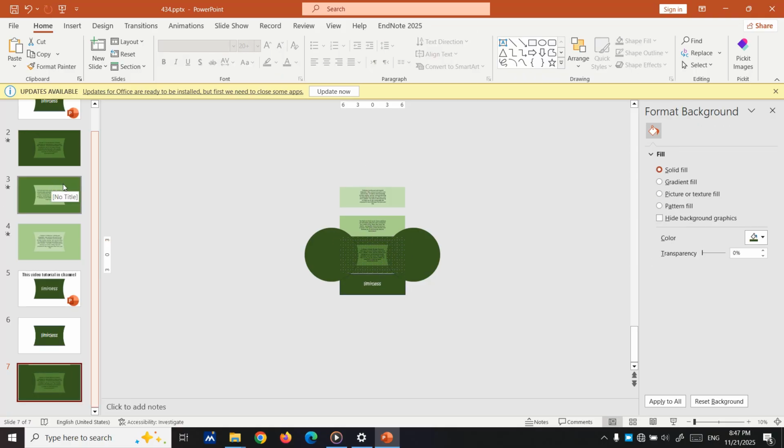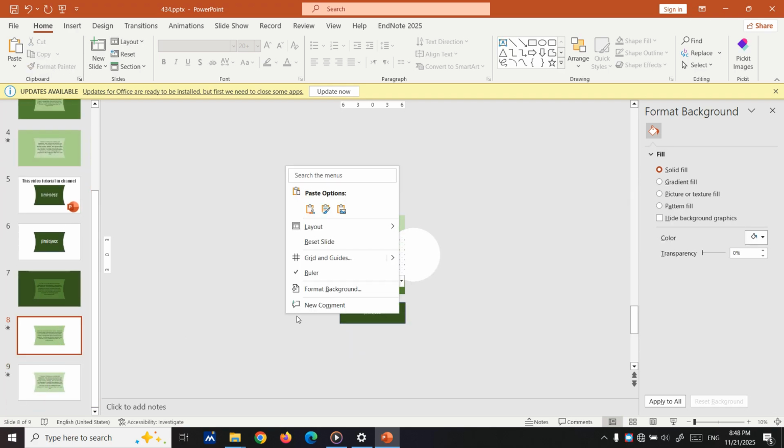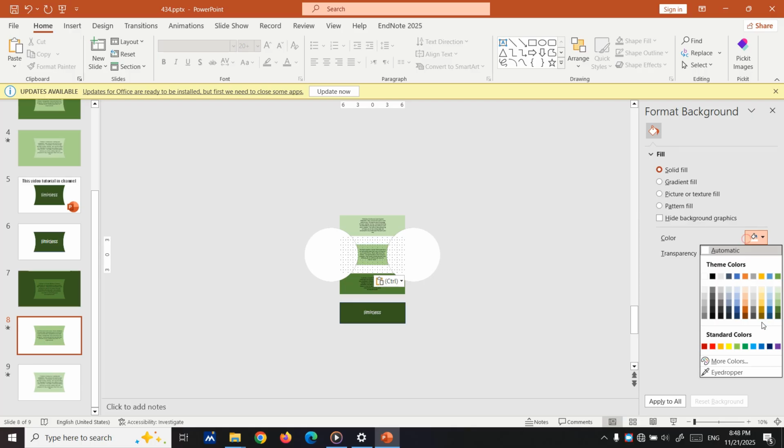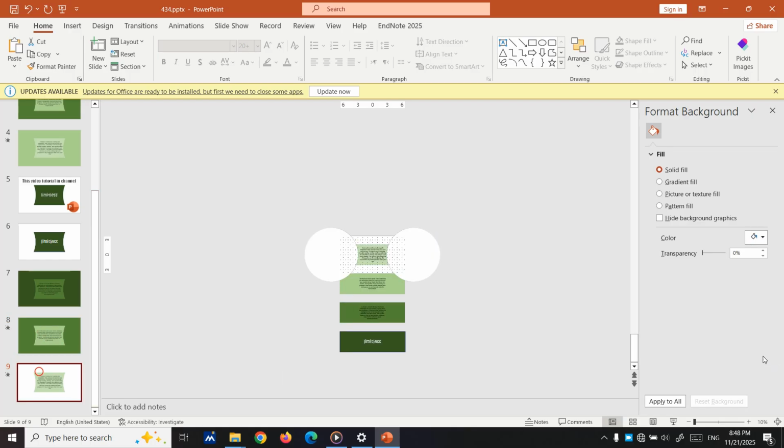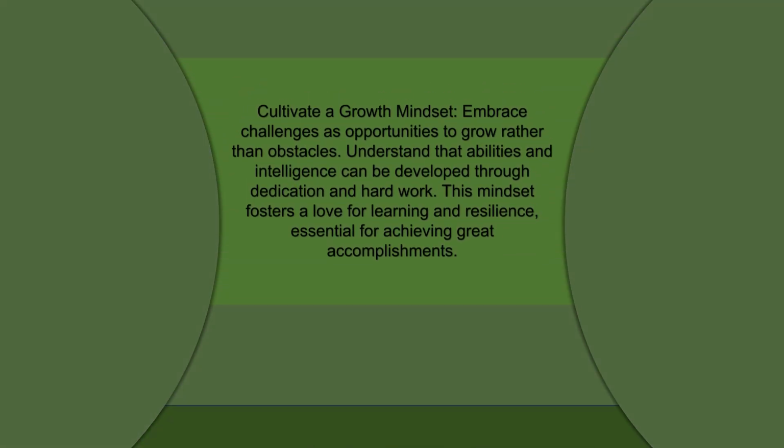And then do the same thing for each of them. When you rotate them, format the background and change the background color. And the last one. Your slide is ready. Just set the transition to morph and take a look at what beautiful thing you create.